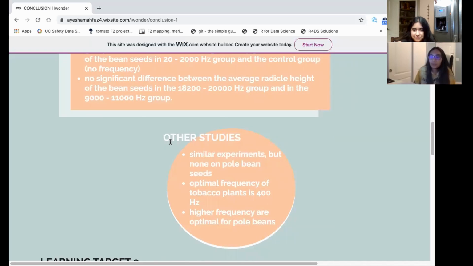And the interesting thing, if you read some papers about this topic, is that each kind of plant has its own optimal frequency at which it grows the quickest. For example, for tobacco plants, the optimal frequency is 400 hertz. So what we found in our experiment was that higher frequencies are more optimal for pole bean seeds, which may not be the case for other plants, but it is for pole beans.